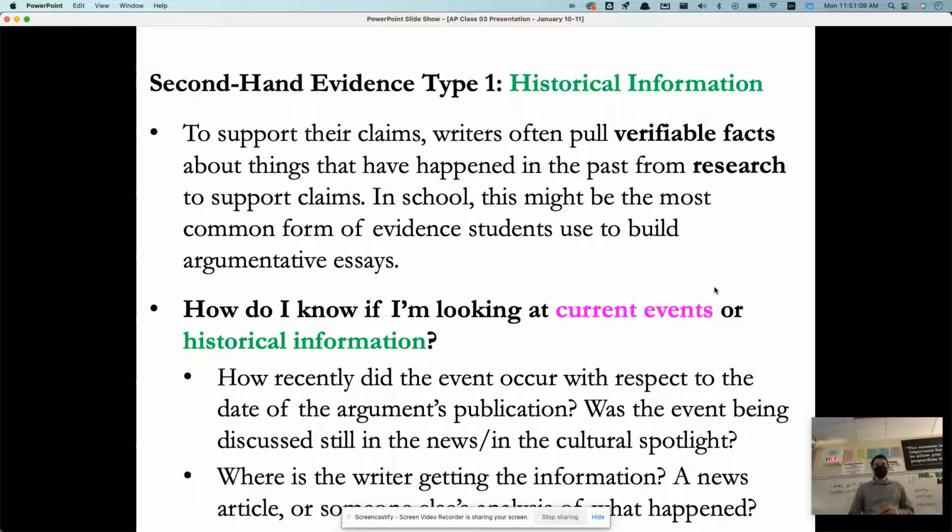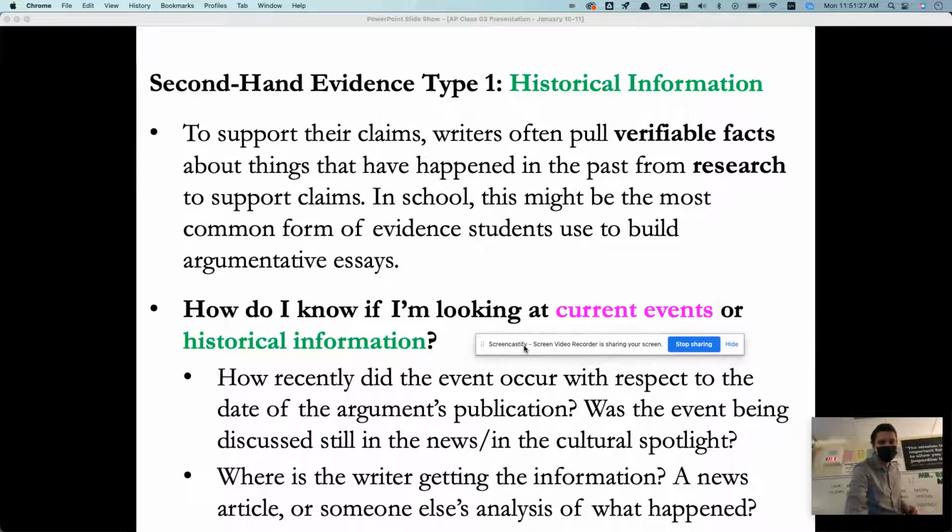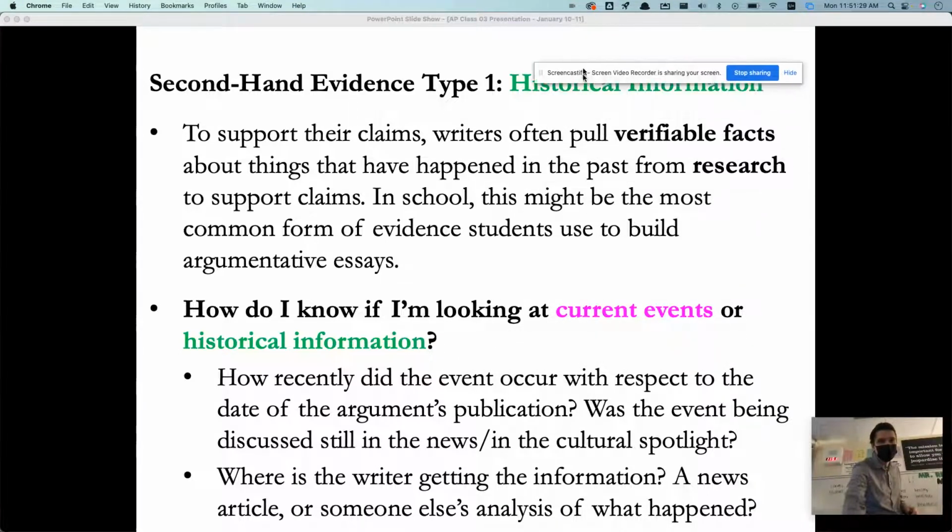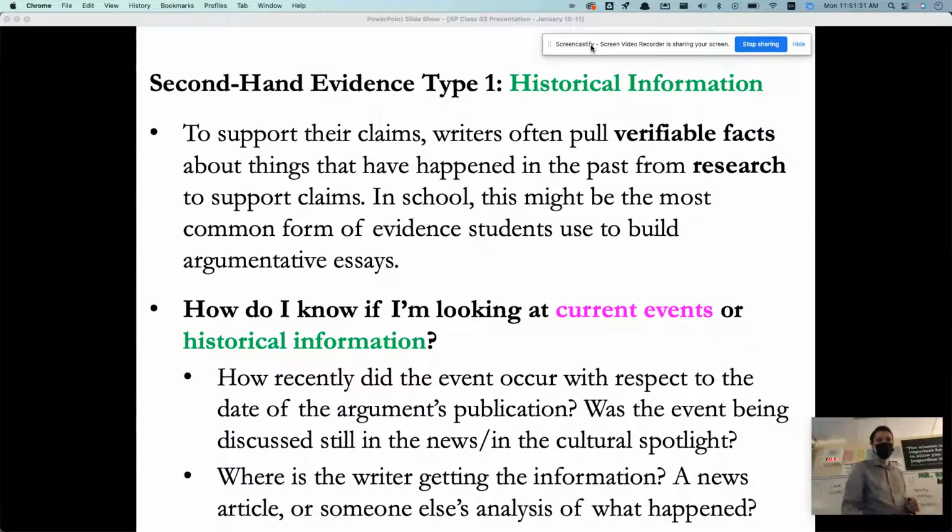So another thing to think about here is where the writer's getting the information. If they're getting it from a news article right around the time of the event in question, then it's probably current events. But if they're getting it from someone else's analysis of what happened, then it's probably not actually current events. It's historical information. Would anyone like me to explain the difference between those two over again?